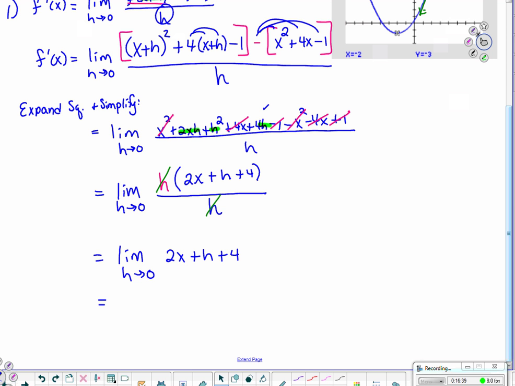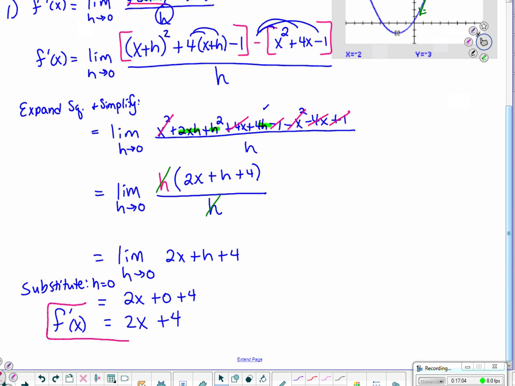Can we evaluate that now? Yes. Substitute. Substitute in. What are we substituting? H equals 0. So I get 2x plus 0 plus 4, which turns out to be 2x plus 4. This is the derivative of our original function that we started with. This is known as the general derivative.